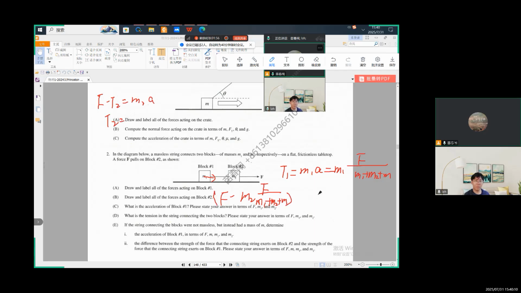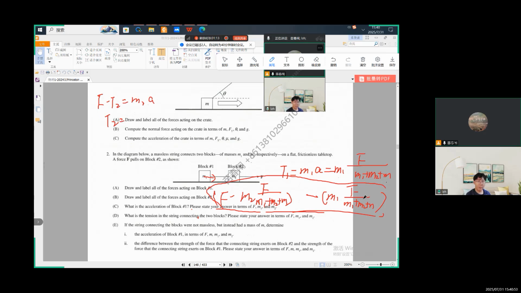Which one is bigger? Let's do that in order. I have a question. If we don't know which one is bigger, can we just write one minus the other with absolute value? Sure, that's also okay. But if we don't know, let's just do it in order, right? The difference between A and B is A minus B. So use the first one minus the second one, which is m1 times F over m1 plus m2 plus m. So basically that'll be the answer, and you can do a little simplifying. Does that make sense?